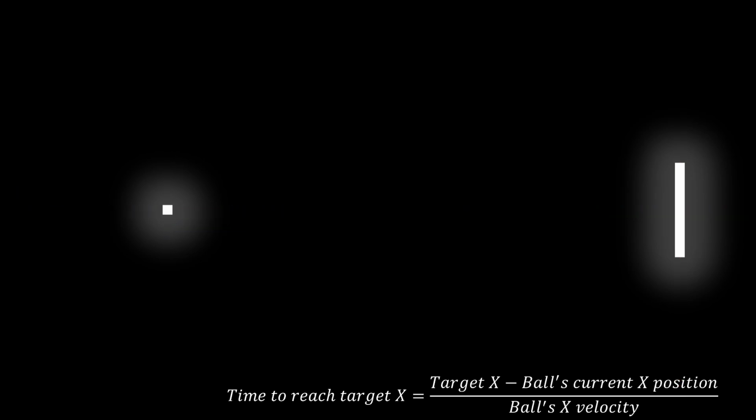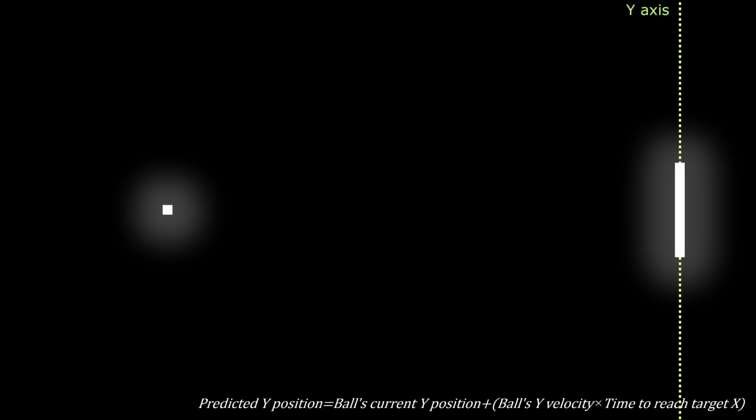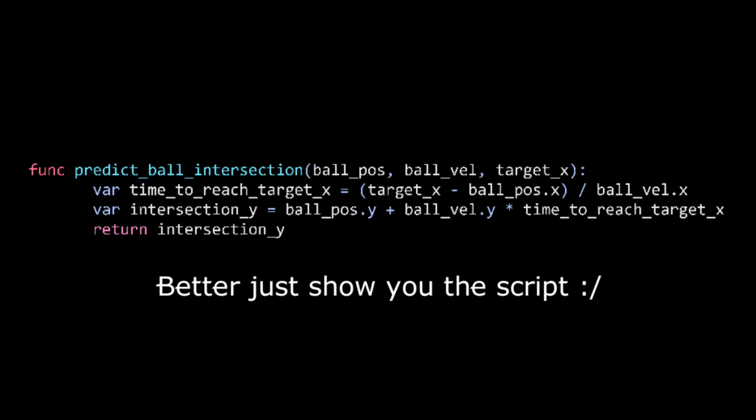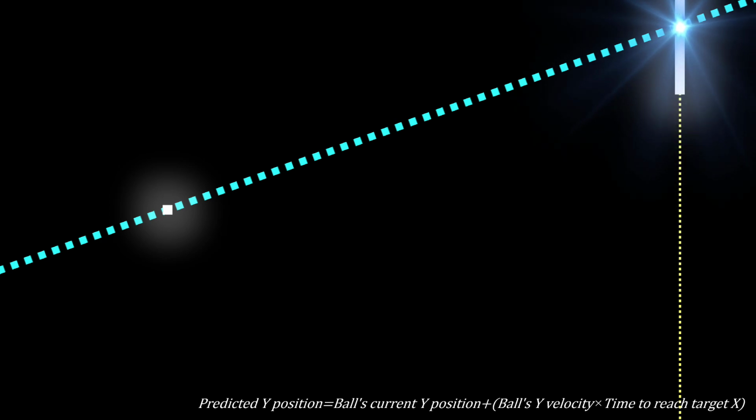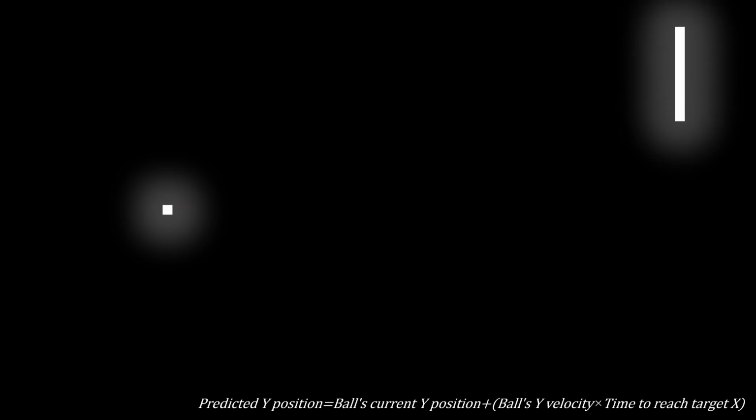horizontal velocity. Once we have the time, we can predict the vertical position by adding the ball's current vertical position to the product of its vertical velocity and the time calculated. Yes, I know, but this is how it's done. The predicted vertical position is the ball's current vertical position plus the ball's vertical velocity multiplied by the time to reach the target x. This gives us the spot where the ball is expected to be, and the opponent paddle moves to that position. With some added randomness to simulate human error, this method allows the AI to anticipate the ball's movement and react accordingly.